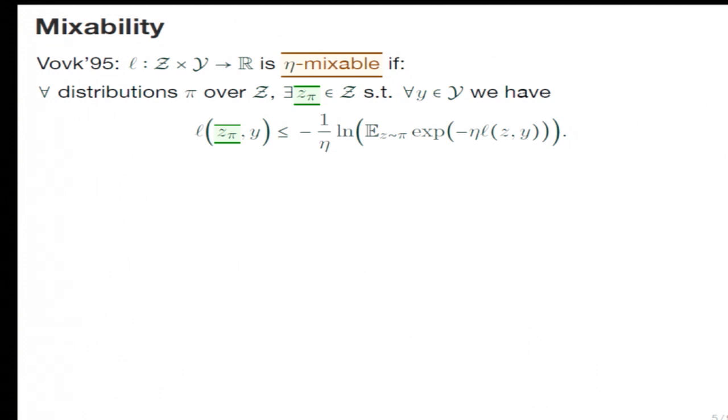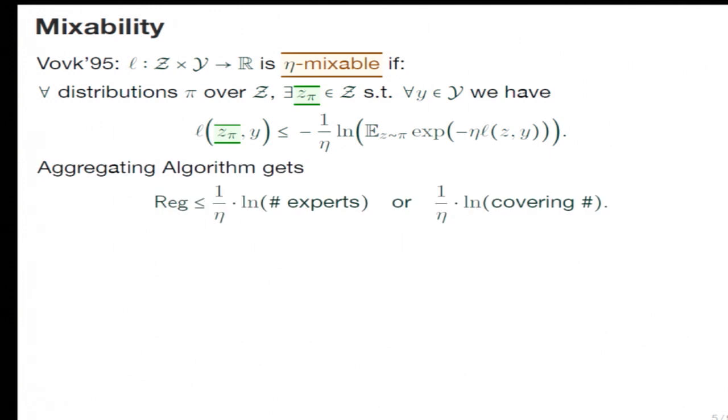The statement is, for any distribution over the space Z in which I make decisions, I want there to be some representative decision I can make, such that regardless of what the outcome is, the loss of my representative decision is upper bounded by this relaxed loss under the distribution, this softmax loss. Mixability is important because if you use Vovk's aggregating algorithm, then you get regret that scales with 1 over eta times, say, log number of experts in the finite expert setting, or more generally, for a setting like ours, log covering number.